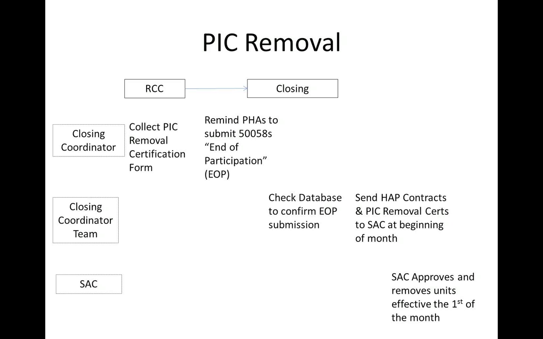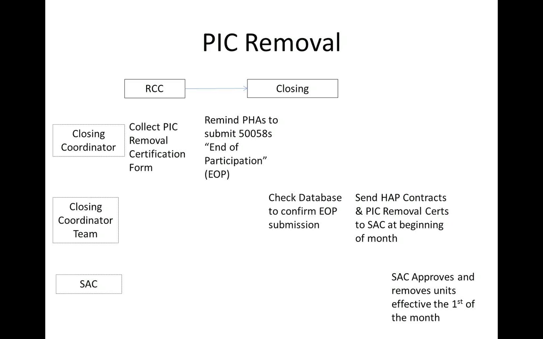I wrote this incorrectly here. I said effective the first of the month. It's really effective the day before the first of the month, so the last day of the previous month. They're going backwards? Yeah, so they'll do it retroactively. On August 5th, they will say it's been approved and removed July 31st.